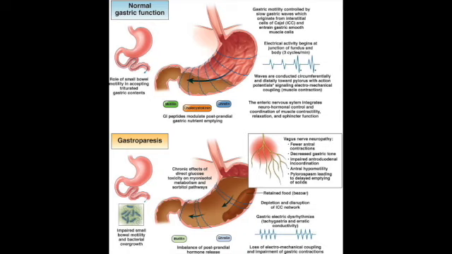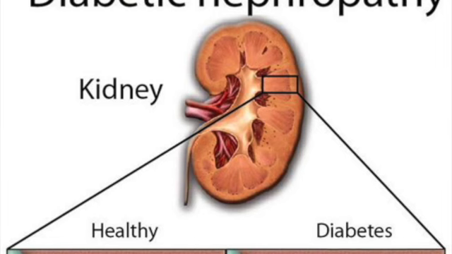Management: improved glycemic control and dietary modification is the initial management. Small, frequent meals with soluble fiber and low in fat. Prokinetics like metoclopramide or erythromycin or domperidone, they increase GI motility. Avoid medications that delay gastric emptying, like GLP-1 agonists, exenatide, and DPP-4 inhibitors as well.